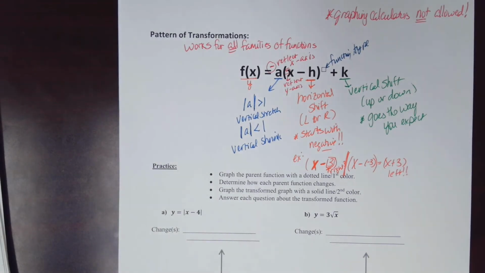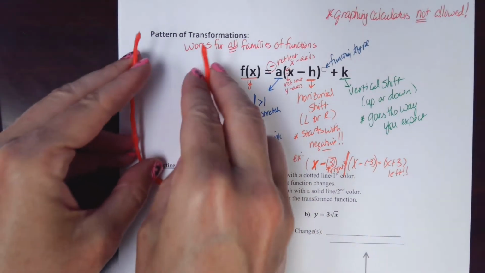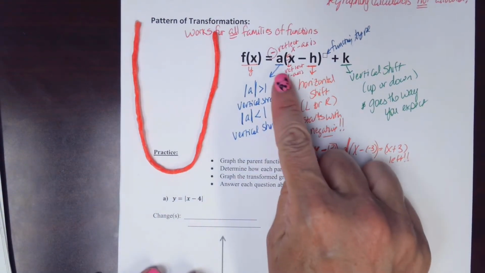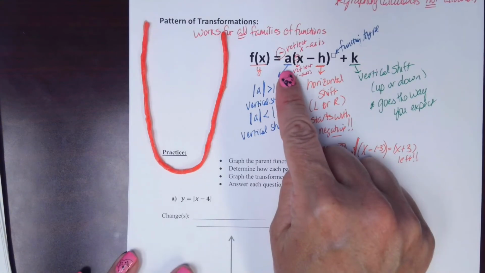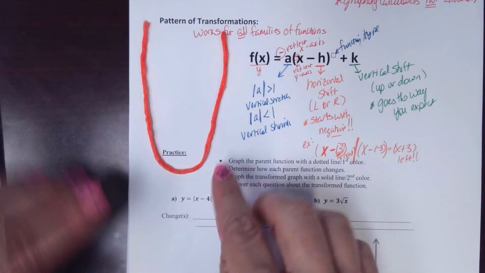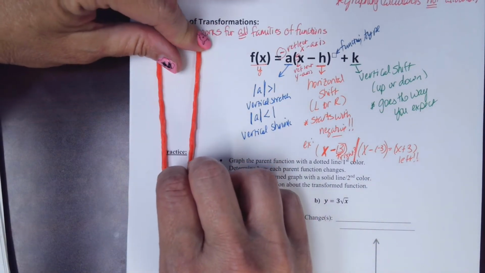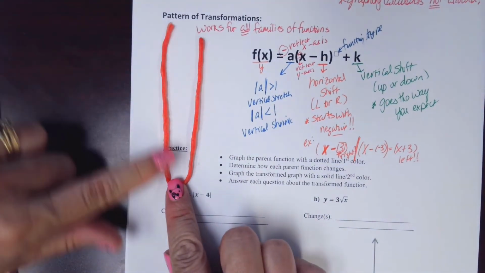Now, let me grab something real fast to help us visualize this stretch and shrink thing that I'm talking about. Okay, here is my parent function parabola. If this coefficient A is a 3, it's a whole number, it's positive, that's a stretch. That means I take my parabola and I stretch it out. Well, when I stretch it out, it gets skinny.